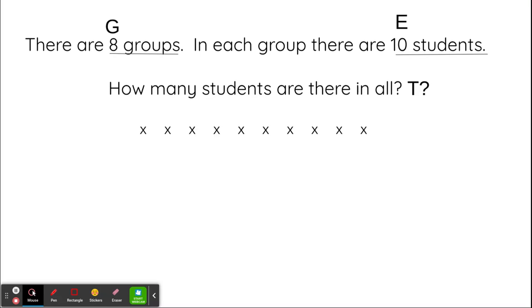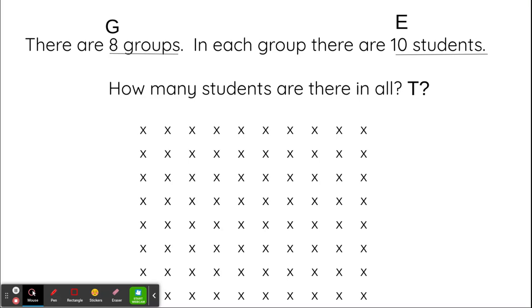Then we will add another row of 10 students like this. We will keep adding rows of 10 students until we have made 8 rows of 10. To find the total number of students, we need to count by 10. 10, 20, 30, 40, 50, 60, 70, 80. So we have 80 in total.